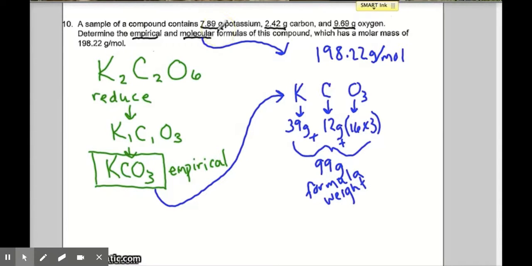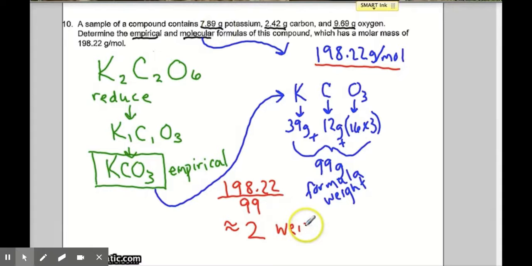The molecular formula will actually tell you how many molecules are in the sample or in the actual molecule itself. So in order to find the molecular formula, the next step would be taking the sample mass, the 198.22, and dividing it by our formula weight. And that'll give us a weight multiple of 2. So that number we then take and modify our empirical formula with that.